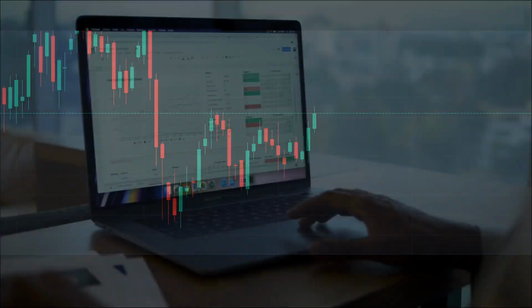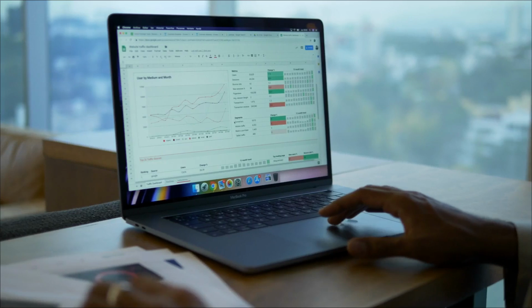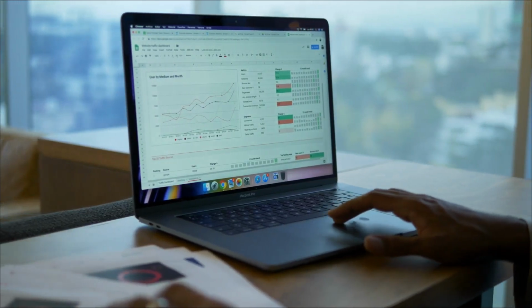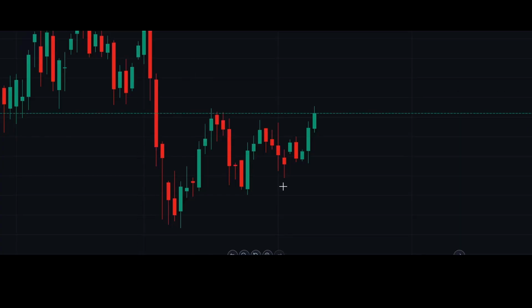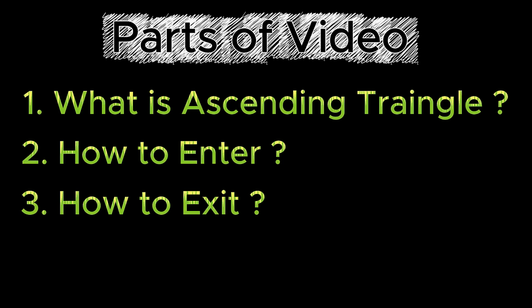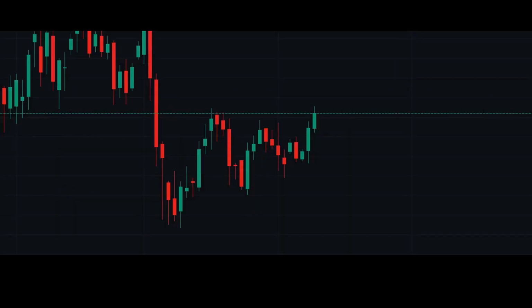Let's imagine the time is 6 p.m. and you open your laptop, and in your laptop you open your trading software and you will find this kind of setup. It means you got an opportunity. This is the ascending triangle pattern. Firstly we discuss what the ascending triangle pattern is.